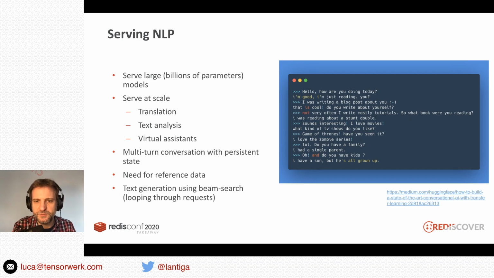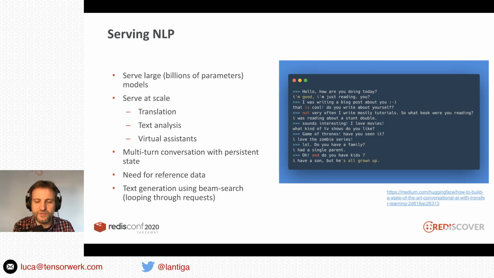Another very widespread application of AI these days is NLP, natural language processing. You have large, billions of parameters models that can reproduce a conversation, generate text, understand text, translate text, act as a virtual assistant, keep state of the conversation, multi-turn, persistent in an interaction.